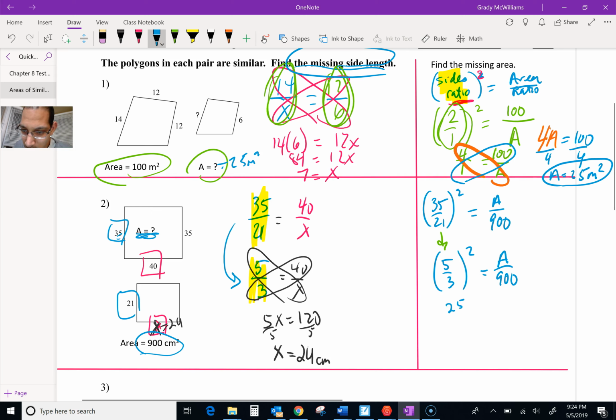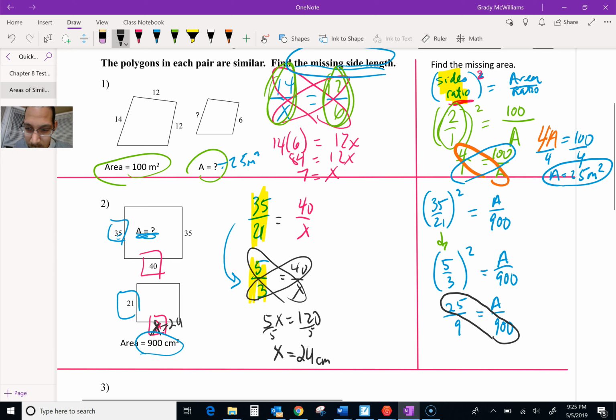5 squared is 25. 3 squared is 9. And then I have a over 900 on this side. I will cross multiply and try to figure out a. If you look at this, you might be able to figure out that, hey, I had to times 9 by 100 to get 900. So 25 times 100 will be my answer. But maybe you didn't recognize that. Maybe that wasn't clear to you. And you can cross multiply.